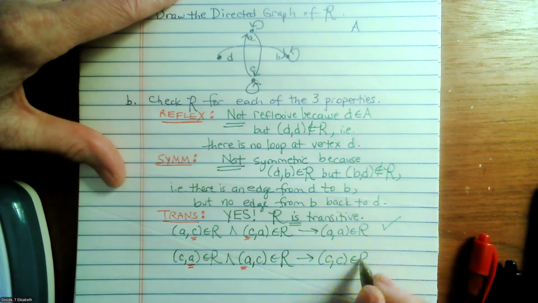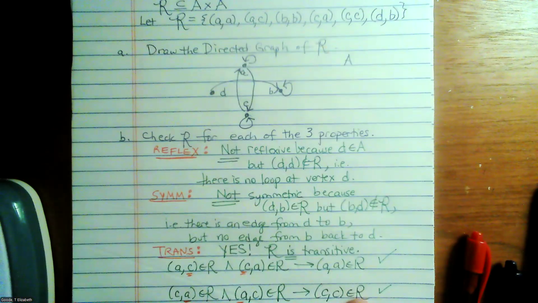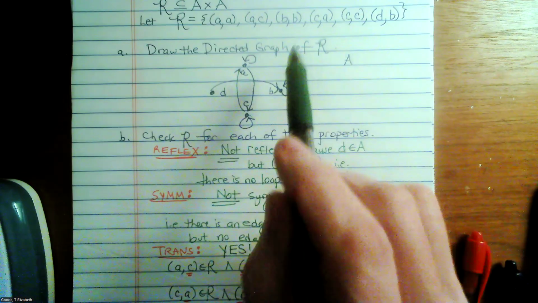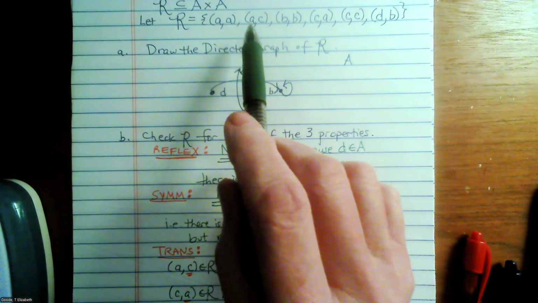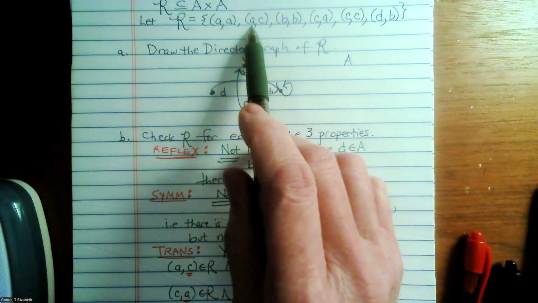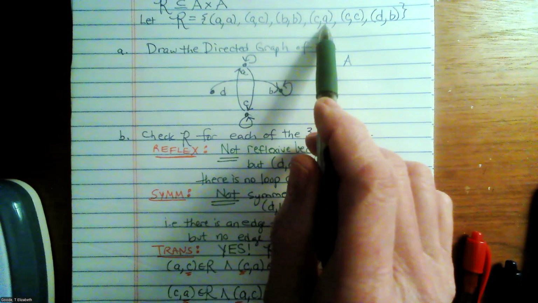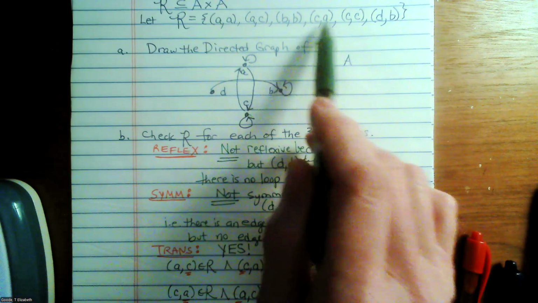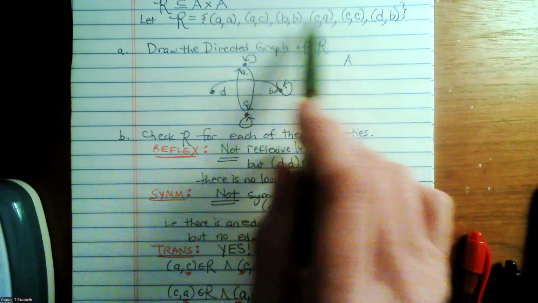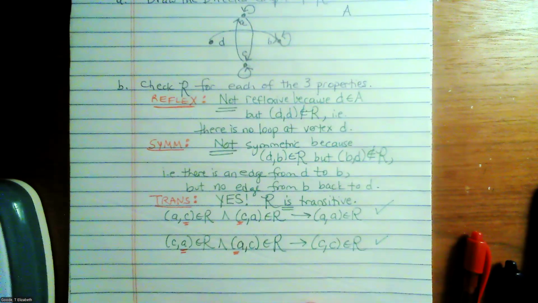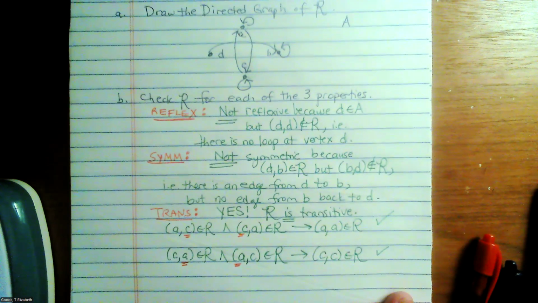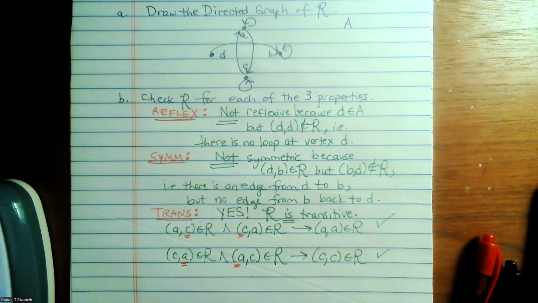And we've got that. And if you look at these ordered pairs, there aren't any other ordered pairs where the first coordinate, like A, appears as the second coordinate in another ordered pair except for the A and the C. It's just these two. So it is transitive, but it's not reflexive and it's not symmetric.